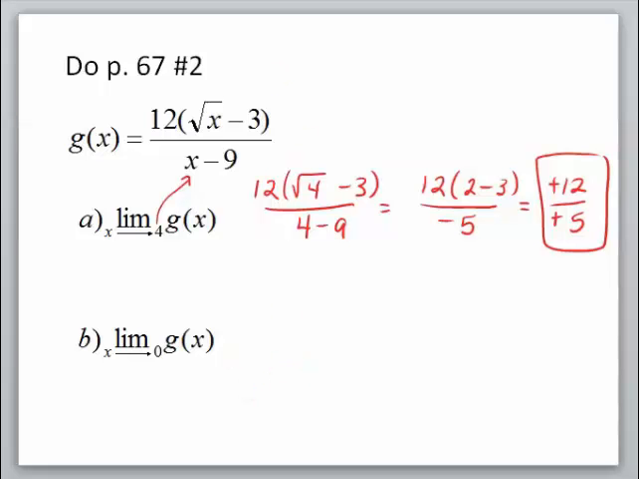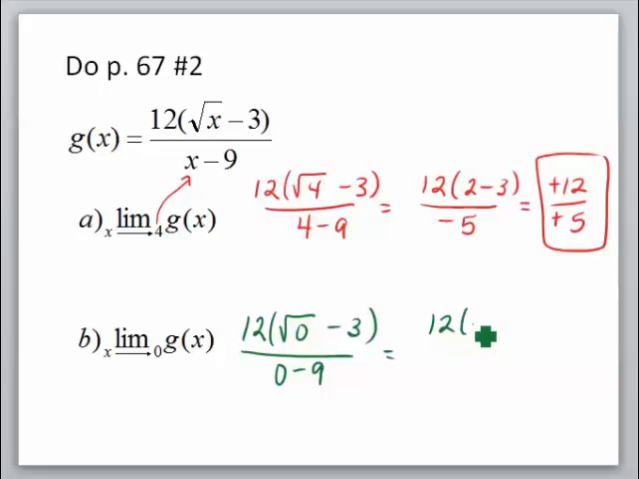And the second one here on part B, I'm going to plug in 0. So I have 12 times the square root of 0 minus 3 over 0 minus 9. This gives me 12 times negative 3 over negative 9. And I end up getting a negative 36 over negative 9, which is equal to a positive 4.